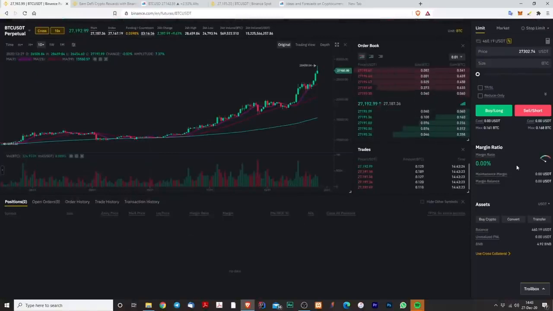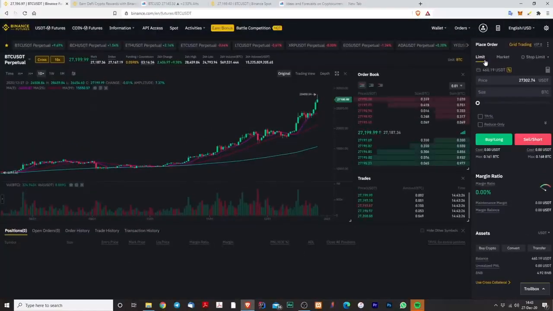Okay, and if I go up here, I still have the limit, market, and stop limit, the same stuff that I showed you guys before. It's exactly the same, except now you're doing leverage. But I'm just going to show you how to transfer funds.